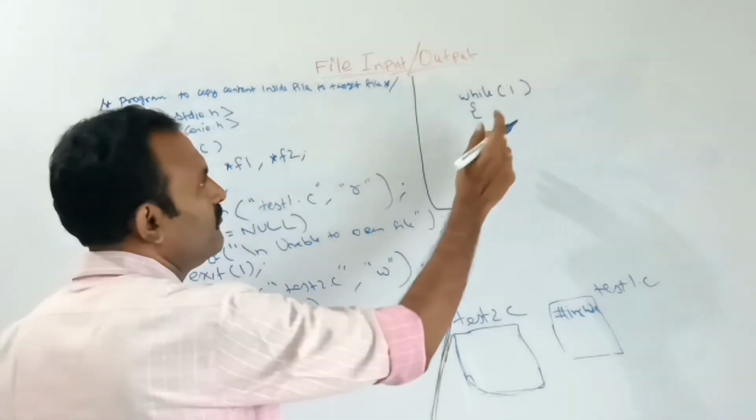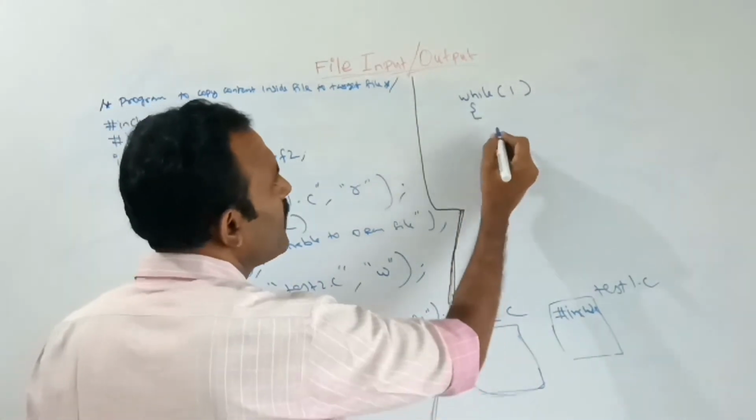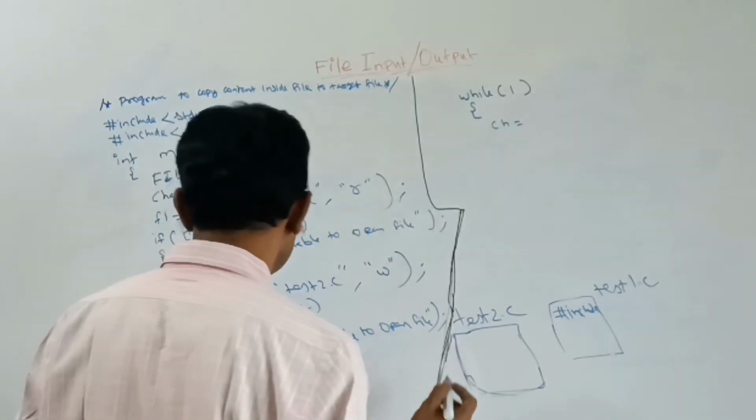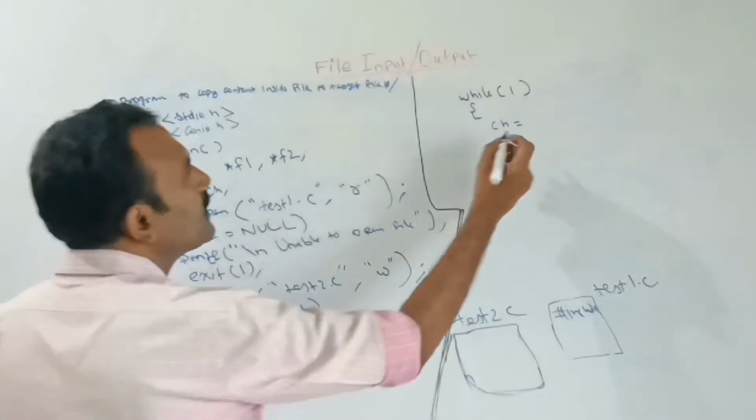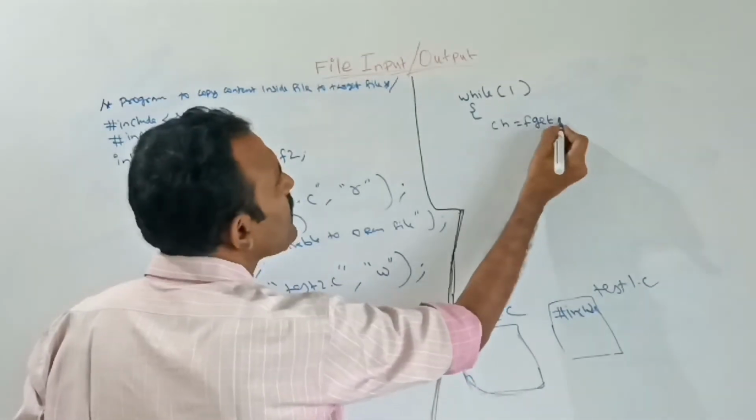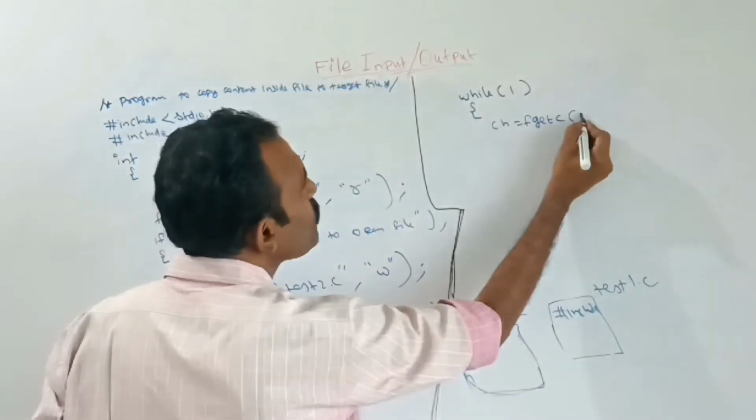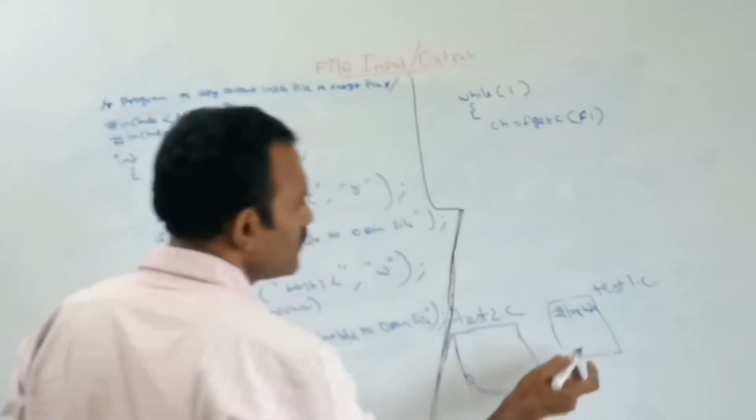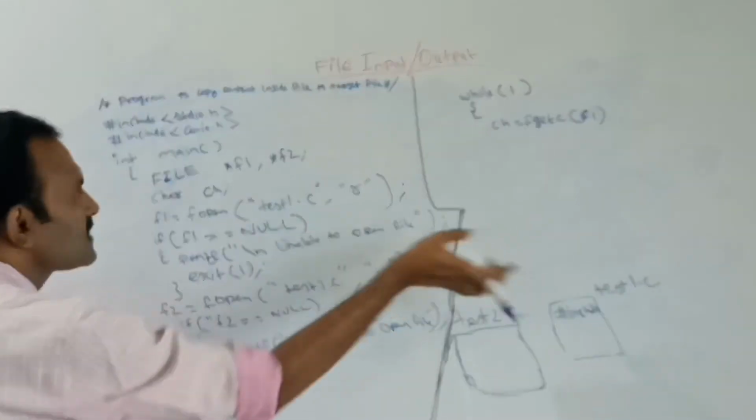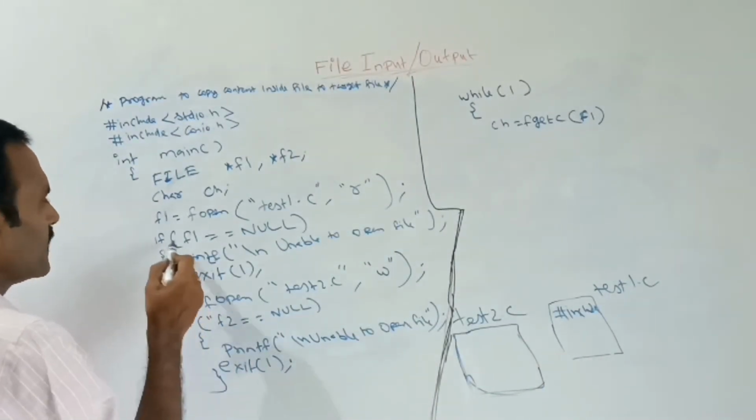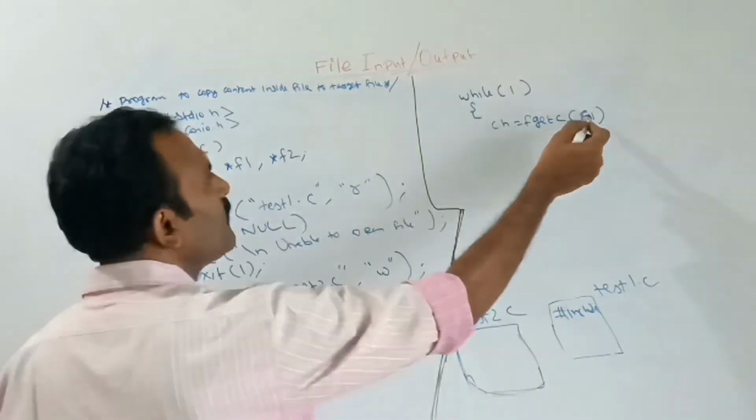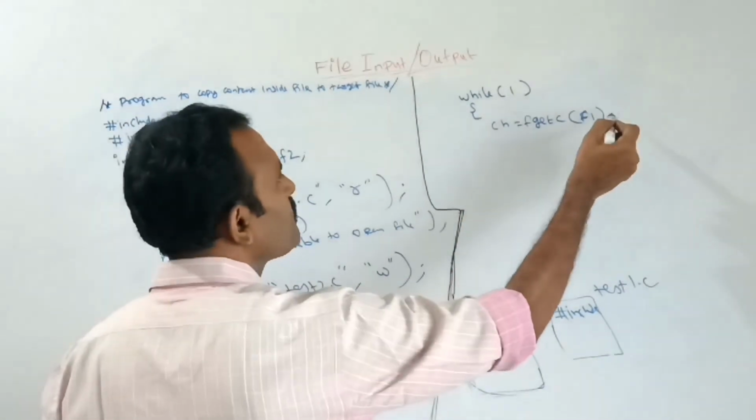So after the infinite loop, I am getting the value for ch, using the function fgetc with the pointer variable. What is the pointer variable? f1 here, because test1 is accessed by f1. See here, f1 is equal to fopen of test1.c. So here you should mention f1, that is the pointer.